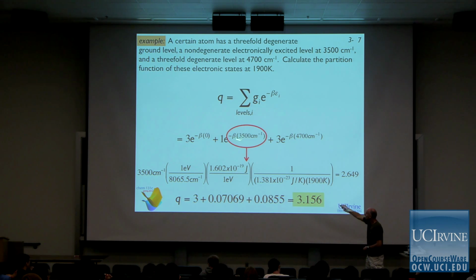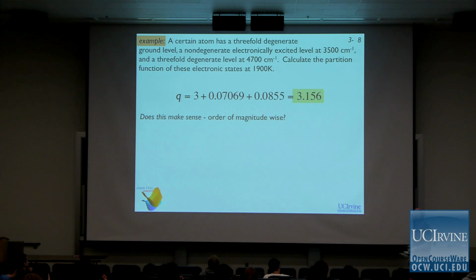And so when I evaluate that e to the minus 2.649, I get 0.07069. And obviously this guy's just going to be 3 because that's 0. So this exponential is just 1. So 3 plus that is 3.156.